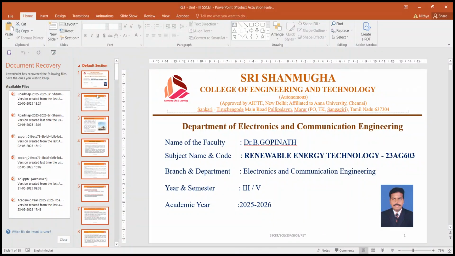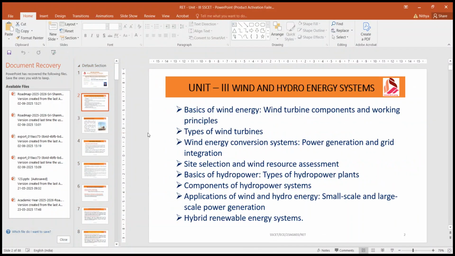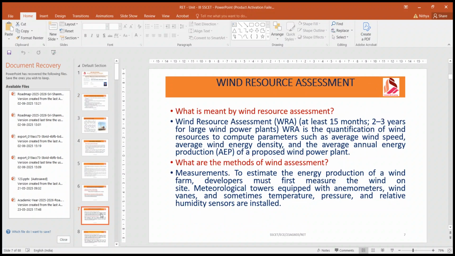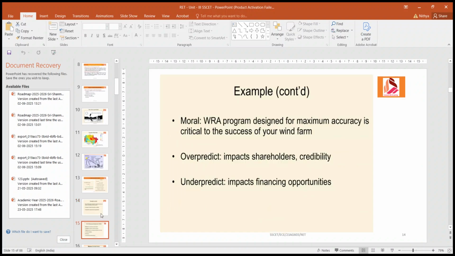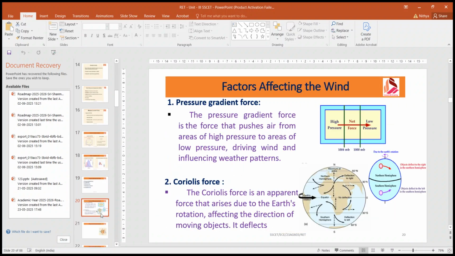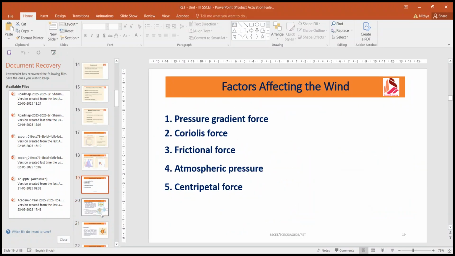As discussed earlier regarding the wind and hydro energy systems, we covered the general factors affecting wind systems and how hydro energy systems work in the previous classes. We will continue with today's topic: the different types of factors affecting the wind. In these cases, there are five categories of factors affecting the wind.